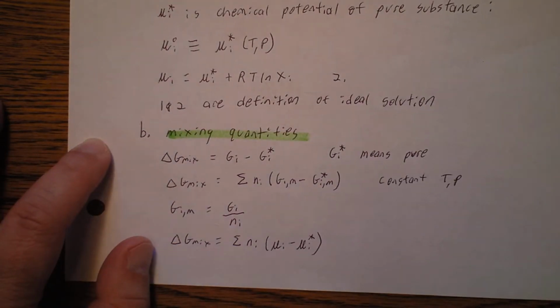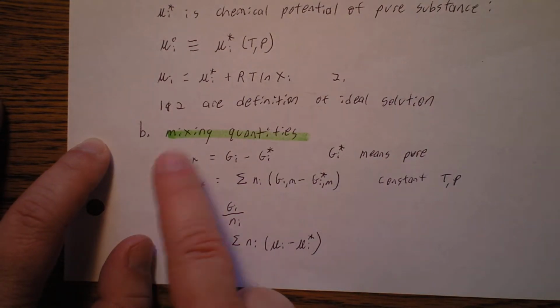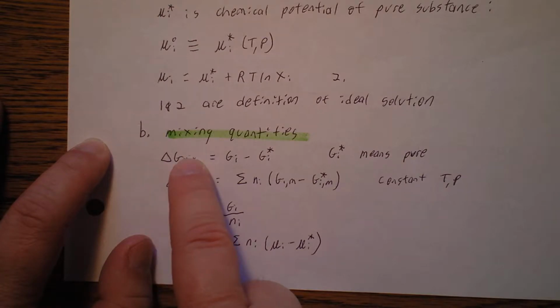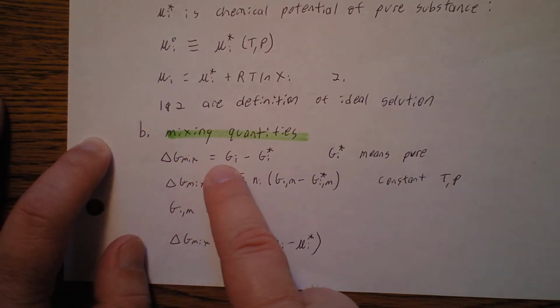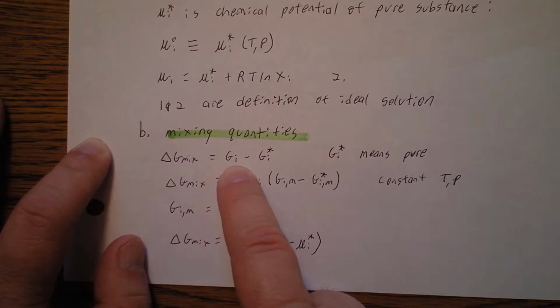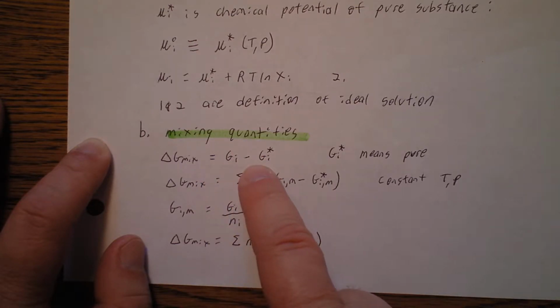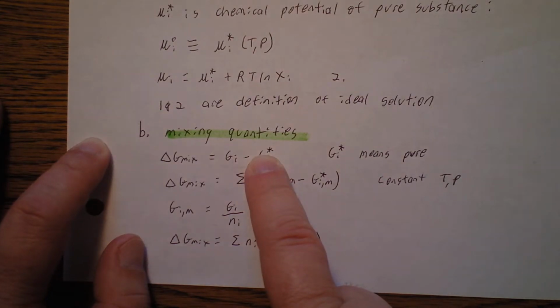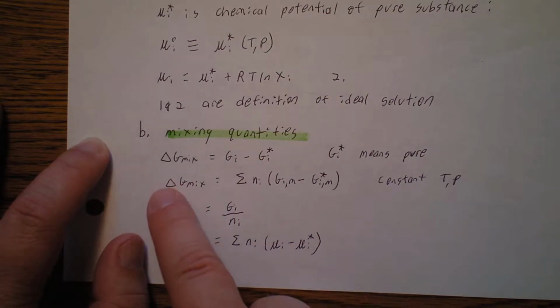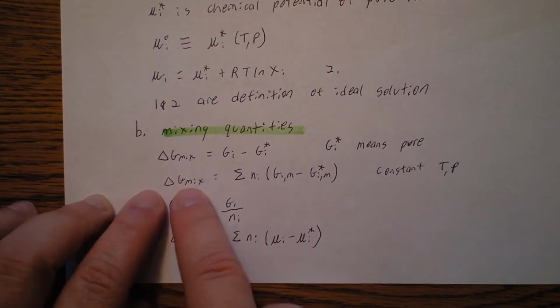Okay, so now we talked about standard states. What about mixing quantities? So the change in the Gibbs free energy from mixing is going to be equal to the Gibbs free energy of the substance I minus the Gibbs free energy of the substance I in its pure state. Remember, the superscript star means in the pure state, the pure substance.